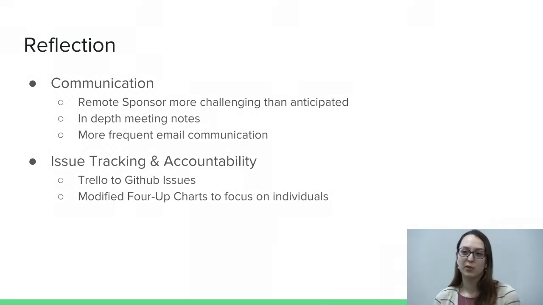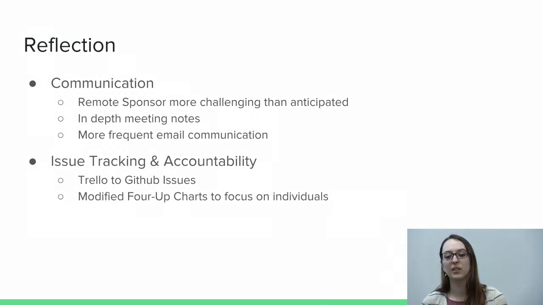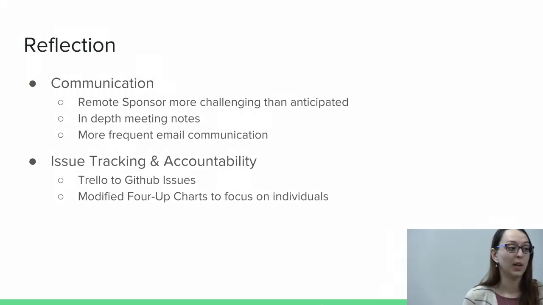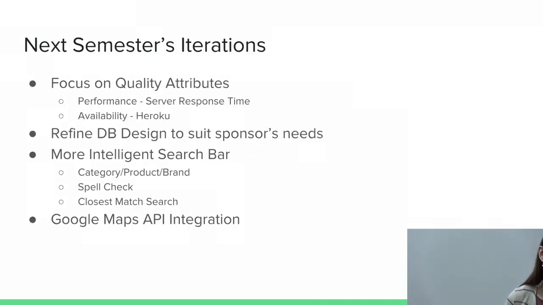We also modified our 4-up charts. Originally, our 4-up charts were very team-based, like what we had all completed as a team, and our risks were team-based, but we started to increase individual accountability a lot more by having our own little stand-up sections of what we did, what we needed, and what we were planning to do. And that helped a lot with our own individual accountability, especially as we moved into the development side.